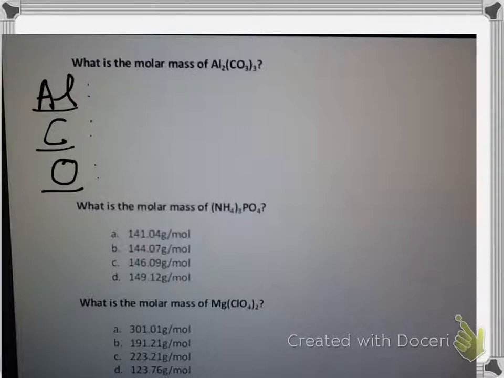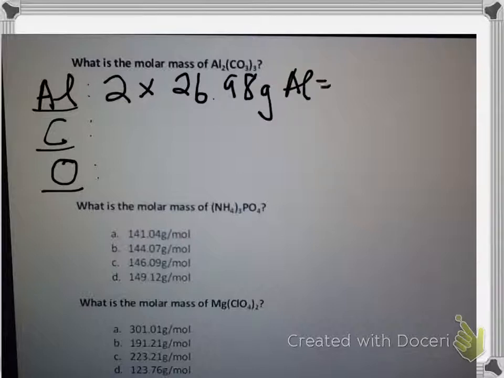All right. Well, how many atoms of aluminum do we have in the compound? For 1 mole of the compound, we have 2 moles of aluminum atoms. If you go to the periodic table, 1 mole of aluminum is 26.98 grams. So if we have 2, then we have 53.96 grams of aluminum. Okay.